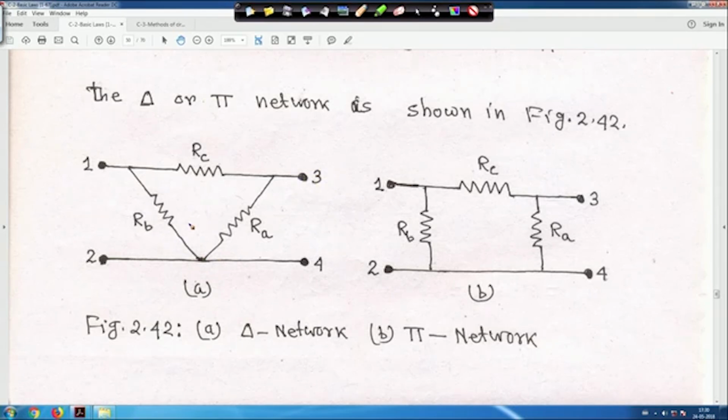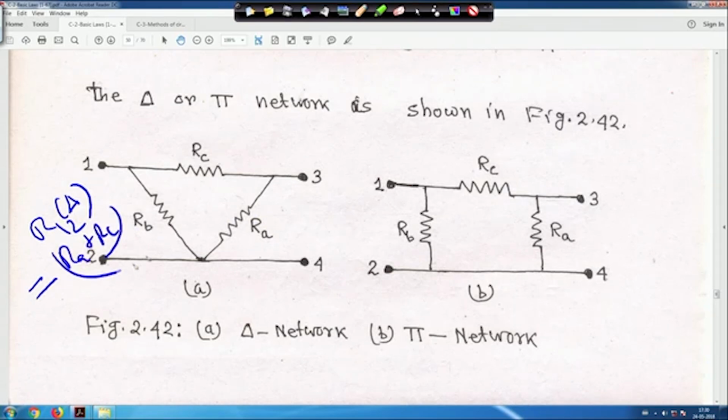That means if you look into here, you will find that if you try to find out R12 for the delta connection, that means RC and RA are in series. That means RA plus RC in parallel with RB. So we can write this one is equal to RA plus RC, these two are in series, with that parallel to this, on this I am making it parallel is RB. That means R12 delta will be RA plus RC into RB divided by RA plus RC plus RB.